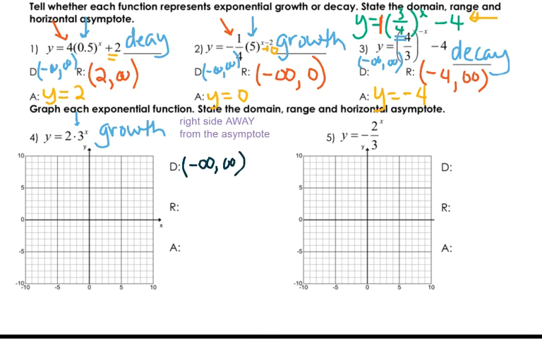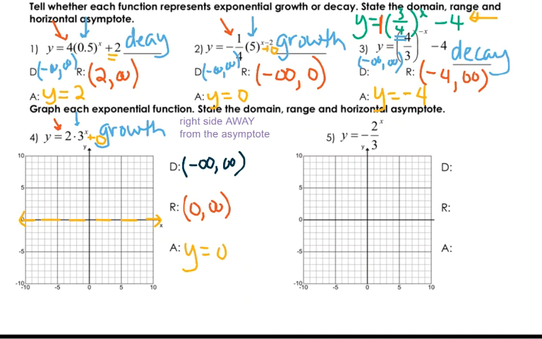The asymptote's always going to be whatever's added outside. Again, nothing's added, so my asymptote's at y equals 0. I'm going to graph that. So there's my horizontal line at y equals 0. The range, since a is positive, is going to be above that. So it's going to get really close to 0, and then it's going to be above it, to infinity.